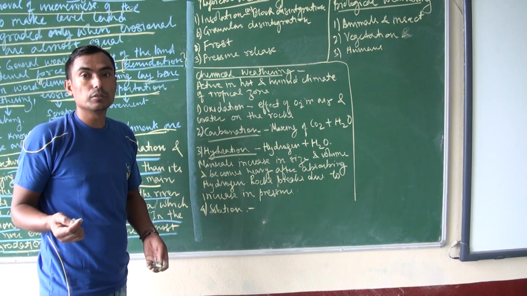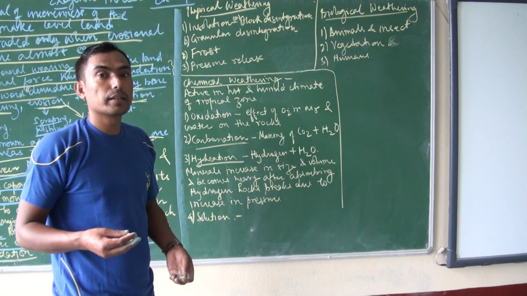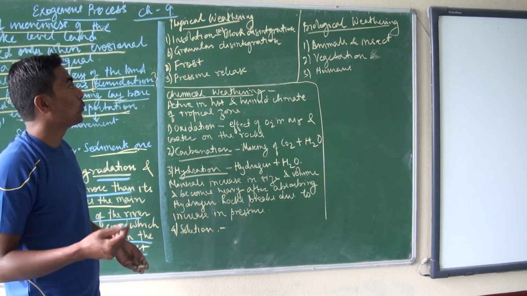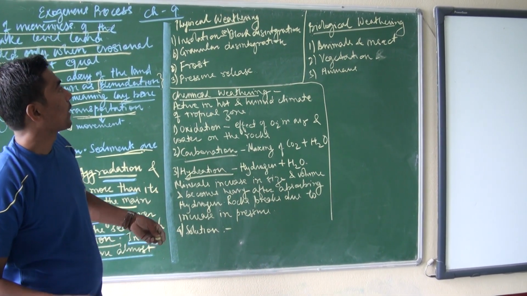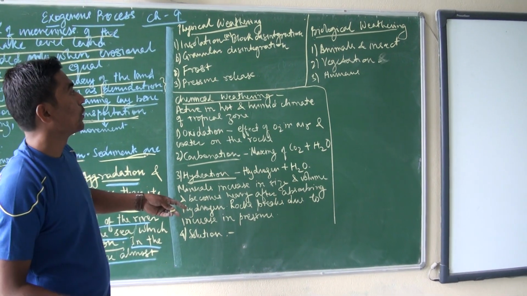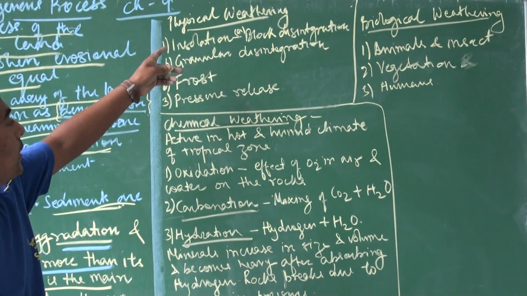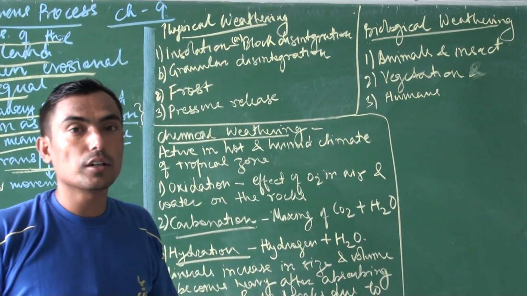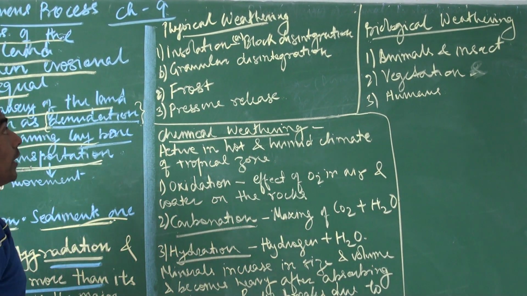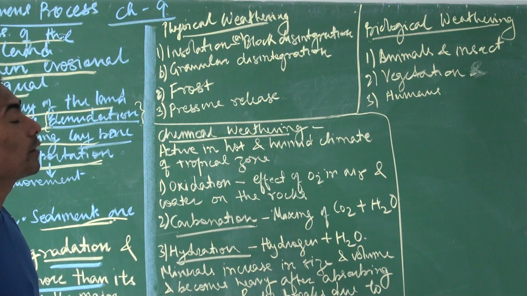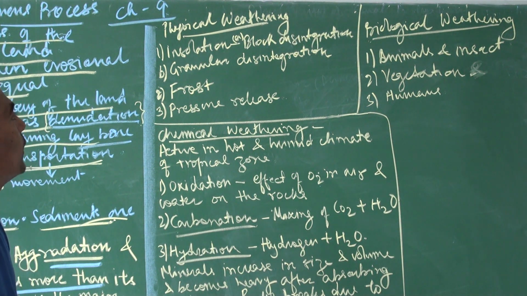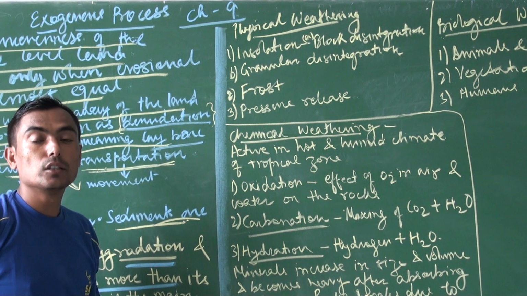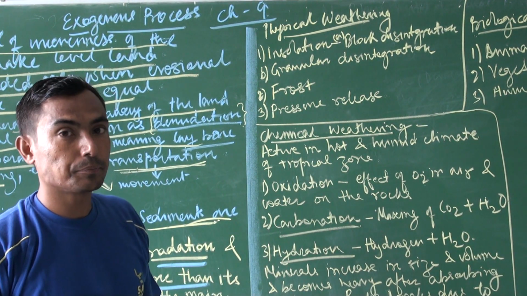Now I have already told you, weathering means natural breaking down of rocks. Now this weathering has been further classified into three types. The first one, physical weathering, second one, chemical weathering, and third one is biological weathering. Now the physical weathering has been further subdivided. The first one is insolation. Insolation means the temperature.